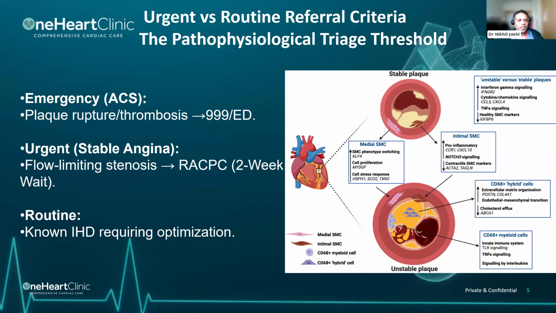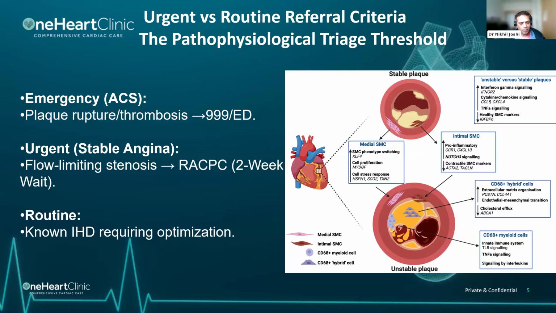Whenever you see patients who complain of acute onset chest pain, which has come on suddenly and lasted for more than 20 minutes, you have to suspect plaque rupture, and the best way to manage these is transferring them immediately to the ED, calling 999.